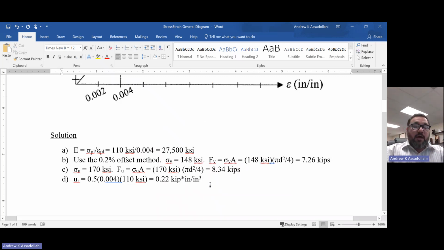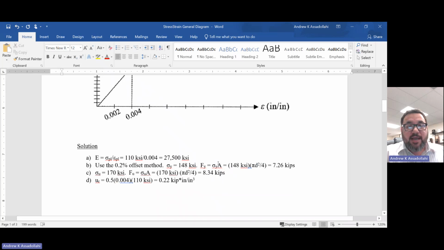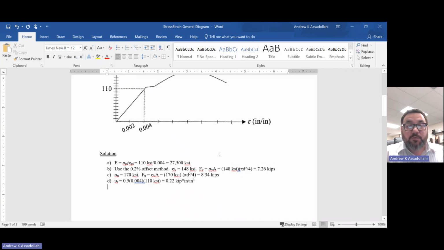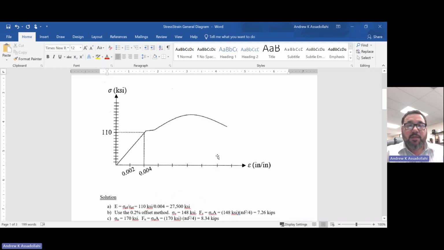Okay. So that concludes this particular example. Hopefully this helped you understand concepts of stress strain diagrams and determining properties from stress strain diagrams. And hopefully this helped you learn some little tricks and things you can do in Microsoft Word whenever you're working inside of Word for whatever you might be working on for any other project or assignment or task.